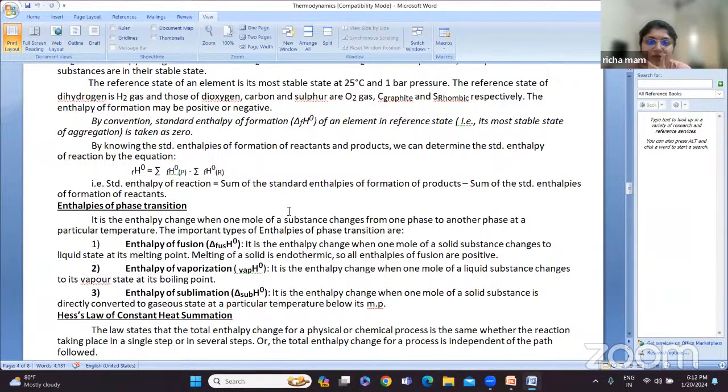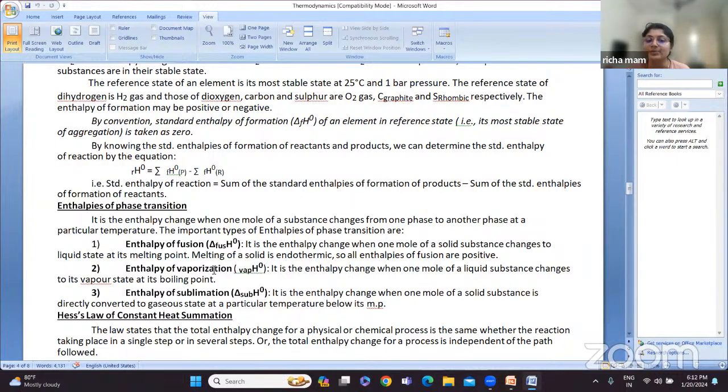Now, what do you mean by enthalpy of fusion? It is the enthalpy change when 1 mole of a solid substance changes to liquid state at its melting point. Melting of a solid is an endothermic process. So all the enthalpies of fusion are positive. Always the values will be positive.